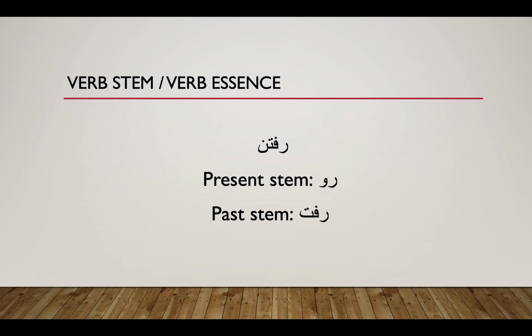For example, here we have the simple verb of raftan, which means to go. And you see this big noon at the end is the sign of the infinitive. It shows that this is the raw form. It's not conjugated because the ending is the big noon at the end. And ro is the present stem. Raft is the past stem.